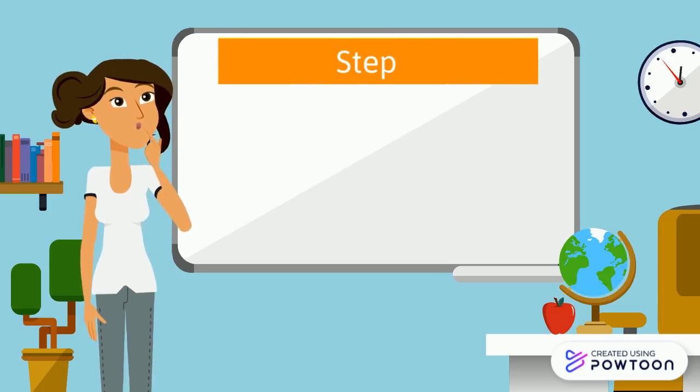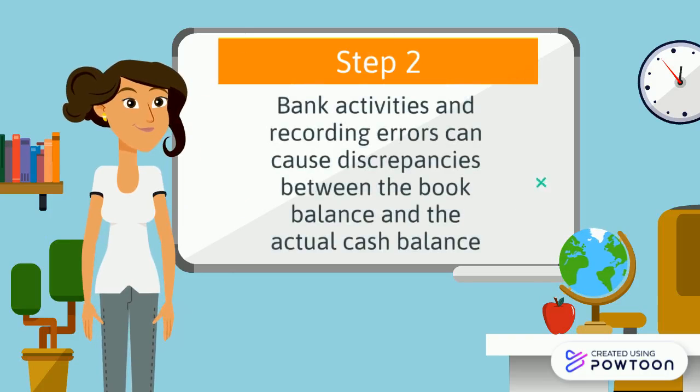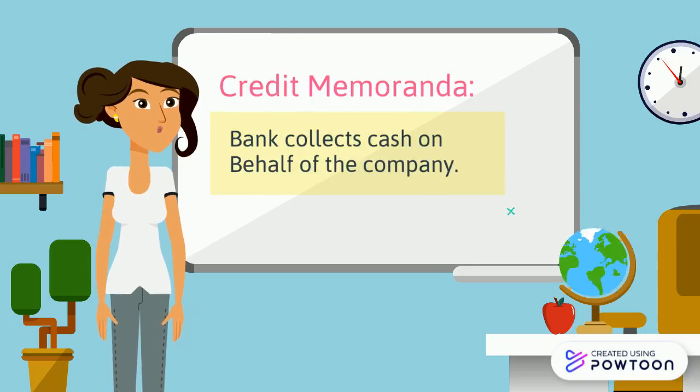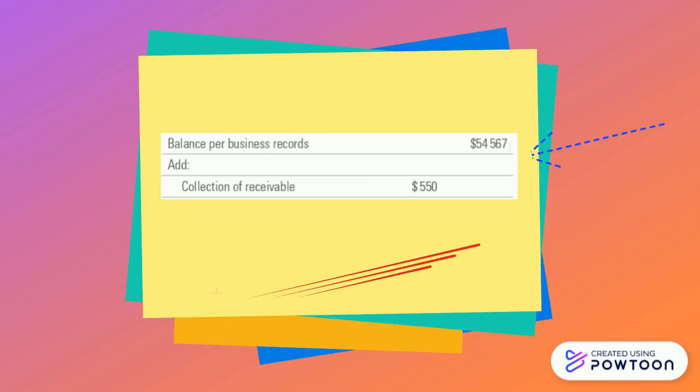Secondly, the book balance in the business's accounting records is reconciled to the actual cash balance. This is done because there can be discrepancies between the bank and the business records. A credit memorandum occurs when the bank collects cash on behalf of the business, often through interest revenue or accounts receivable. These transactions need to be added to the company's book balance.